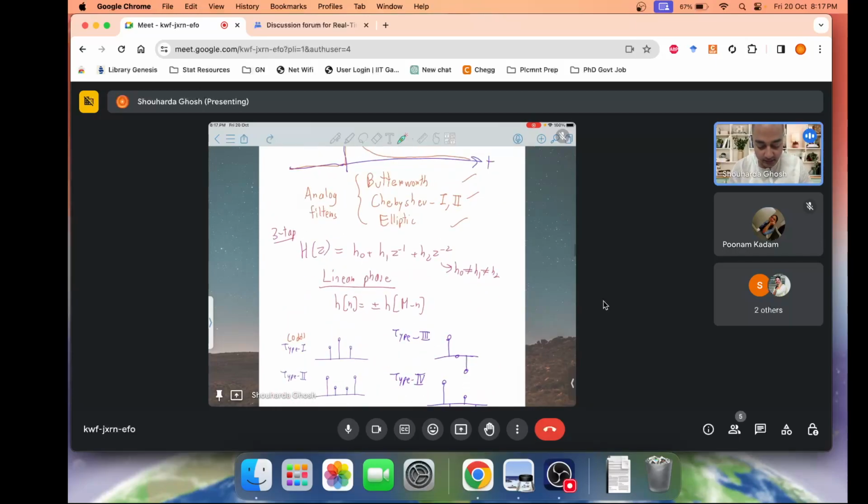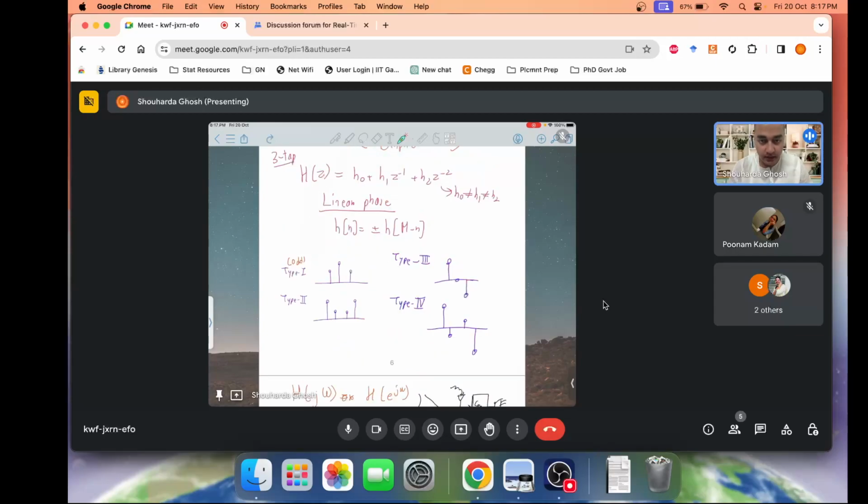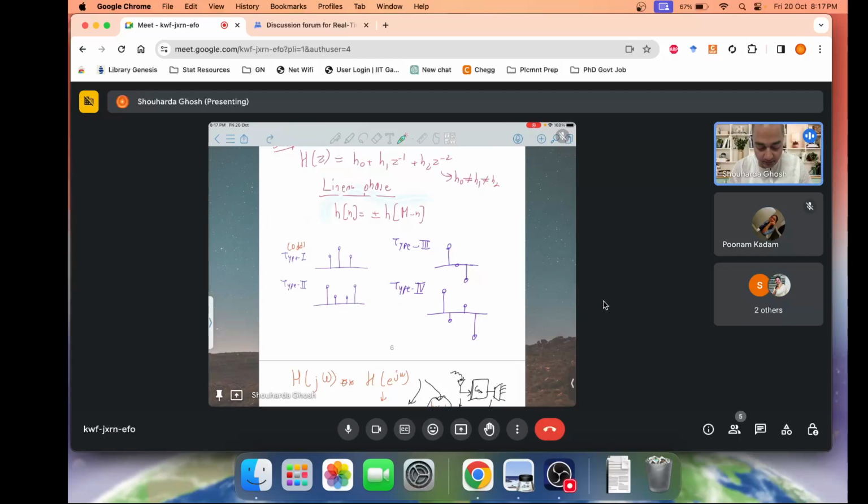Analog filters like Butterworth, Chebyshev 1 and 2, and elliptic filters. Linear filters have the advantage that you can design linear phase. The condition for linear phase is that the filter coefficients can be even symmetric or odd symmetric, and there are 4 types: type 1, type 2, type 3 and type 4. Type 1 and type 2 are the filters with even symmetry, where x(n) equals x(N minus 1 minus n), so the plus sign is valid, whereas for type 3 and type 4 the negative sign is valid. You see the anti-symmetry over here.